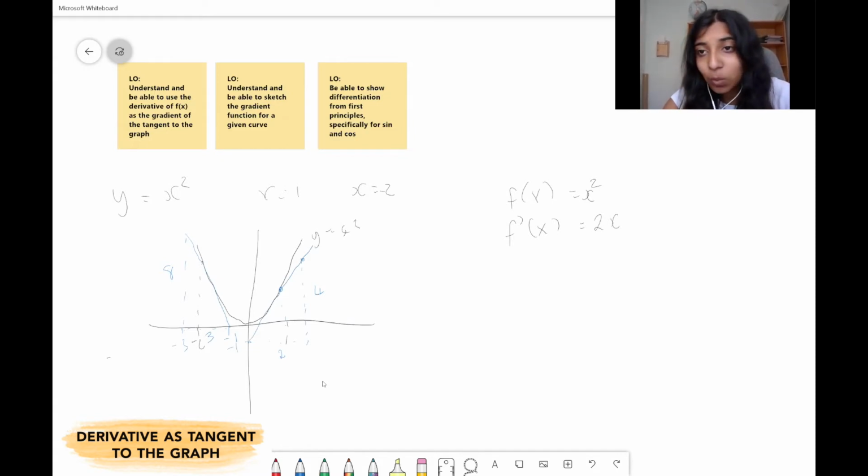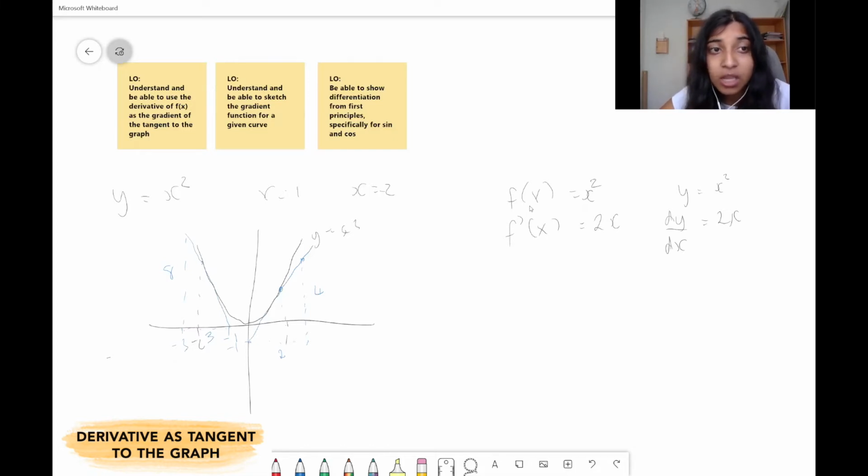And we can also write this function as y is equal to x squared. And then we can say the derivative is just dy over dx, and that's just equal to 2x. So we have these two notations to write out what the derivative of the function would be. So we have either f dash x or dy over dx, and they just mean the same thing. It just depends on whether they give you your function in the form f of x or just y equals something.